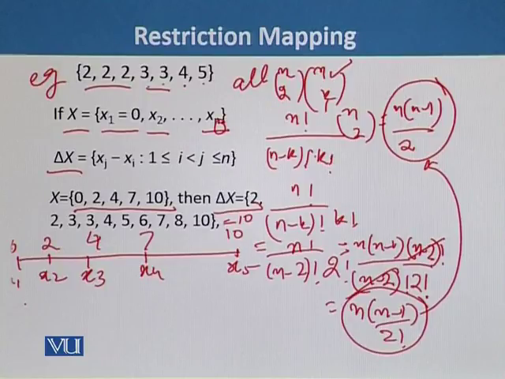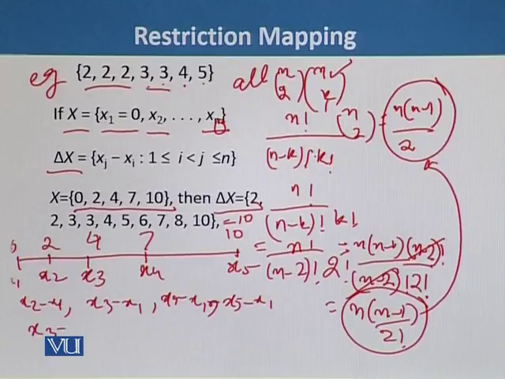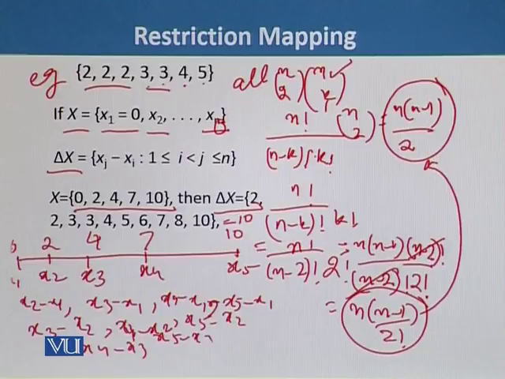And we can calculate like this: x2 minus x1, x3 minus x1, x4 minus x1, x5 minus x1, x3 minus x2, x4 minus x2, x5 minus x2, x4 minus x3, x5 minus x3 and x5 minus x4. If we calculate all these values, then it will come out to be 2, 2, 3, 3, 4, 5, 6, 7, 8 and 10.